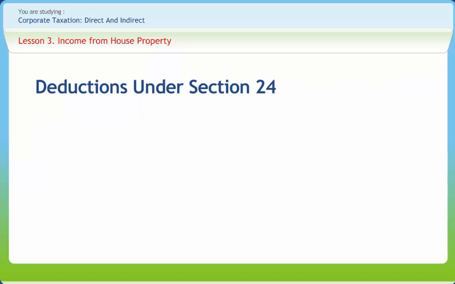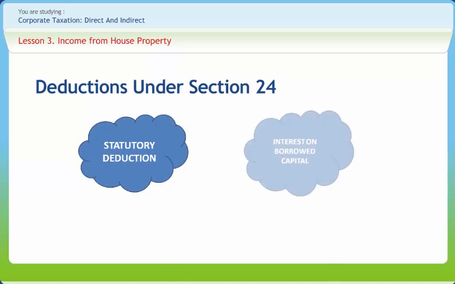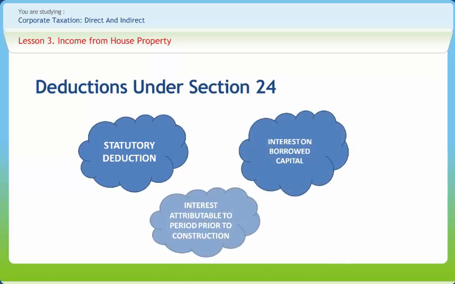Now let's discuss deductions under Section 24. They are statutory deduction, interest on borrowed capital, and interest attributable to the period prior to construction. Statutory deductions are a sum equal to 30% of the annual value. Where the property has been acquired, constructed, repaired, renewed or reconstructed with borrowed capital, the amount of any interest payable on such capital is also deductible.